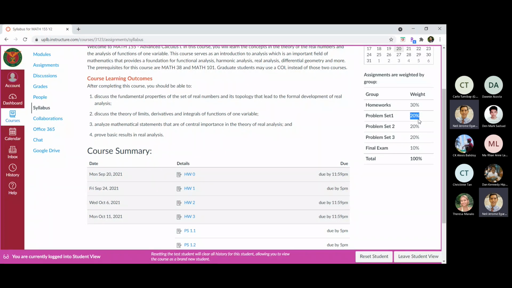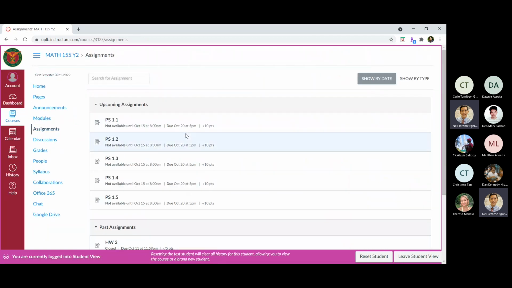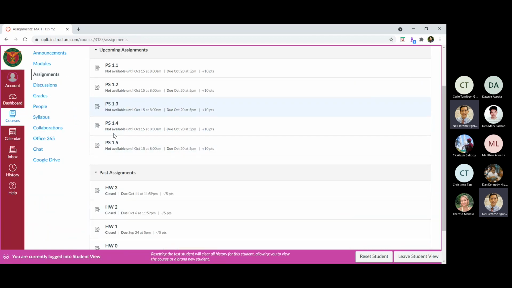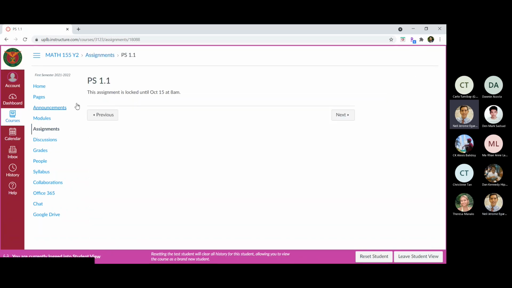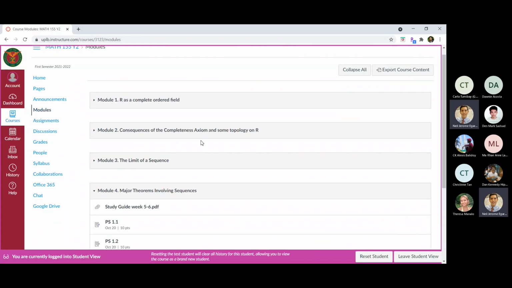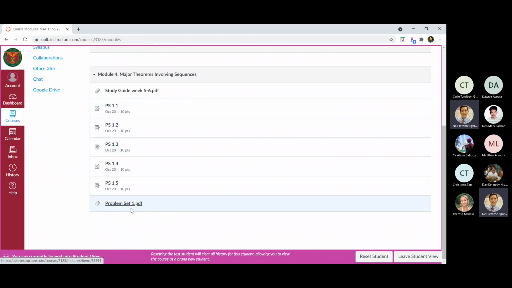Aside from going to the modules, you can also go to assignments. But in assignments, you probably won't see the problem set file. That's for submission only. So you really need to go to modules. Then look at module 4, the file problem set 1, the 5 questions are there. All right? So you pick four.